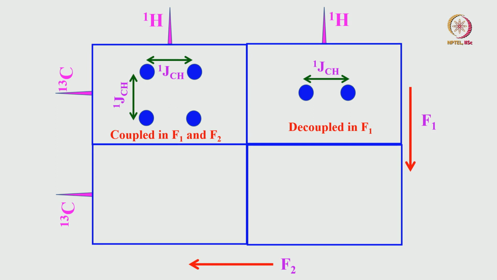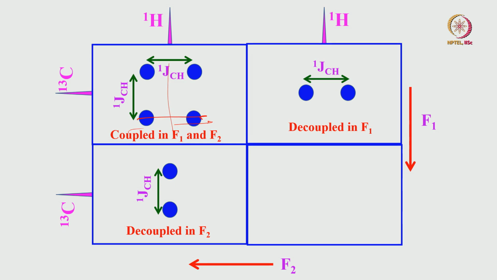You can think of a situation: decoupling in F2, coupling in F1, decoupling only in F2. What is F2? This one. If I decouple in this dimension, this coupling is broken and you get a peak exactly at the center, because in this dimension I am still retaining the coupling. This is called decoupling in the F2 dimension.